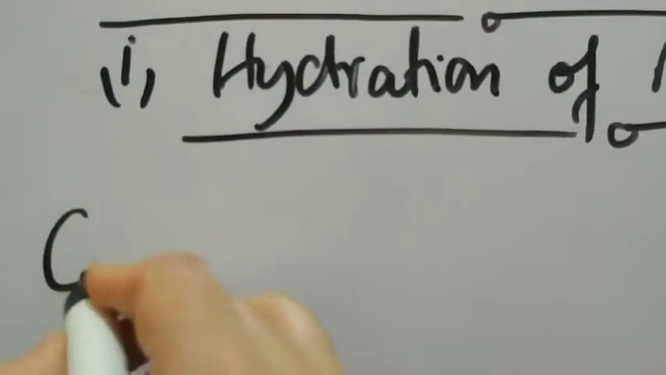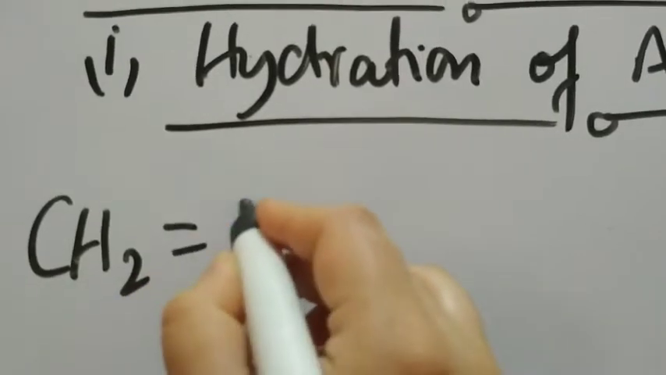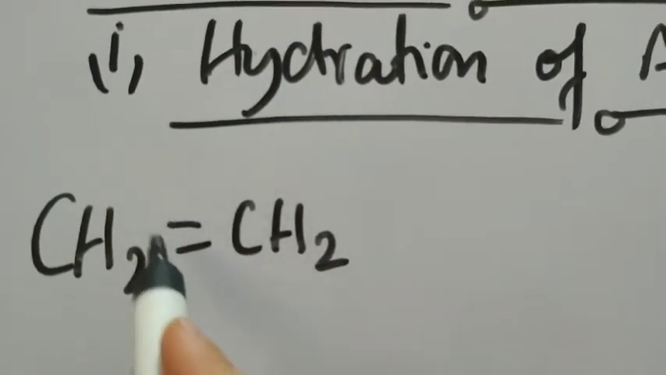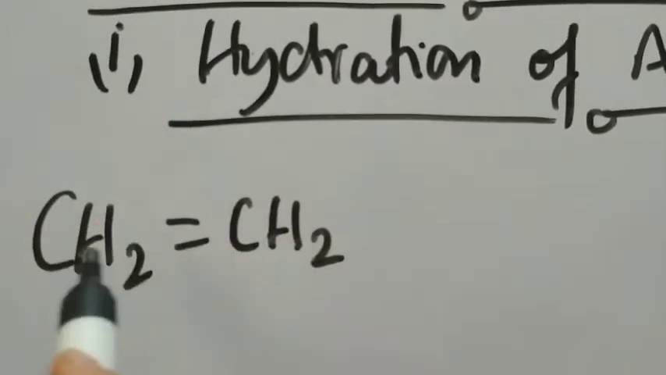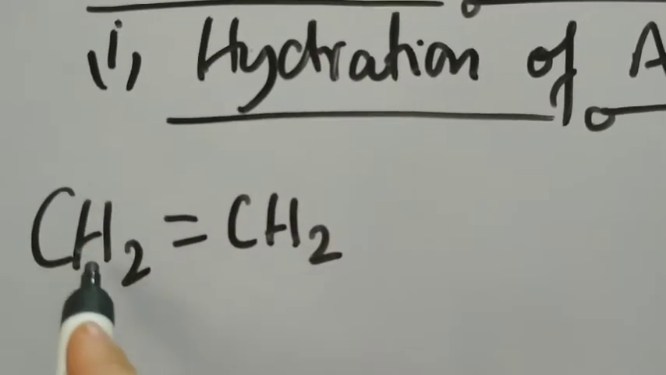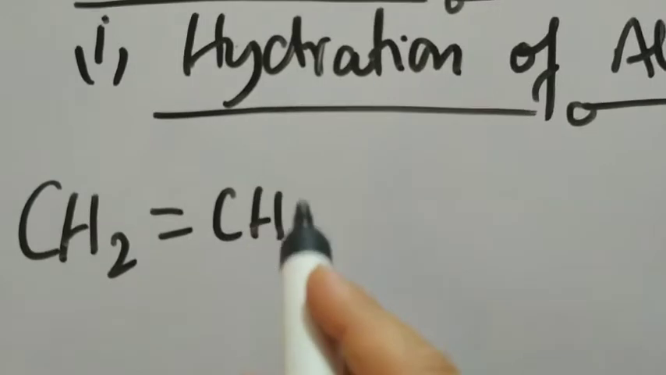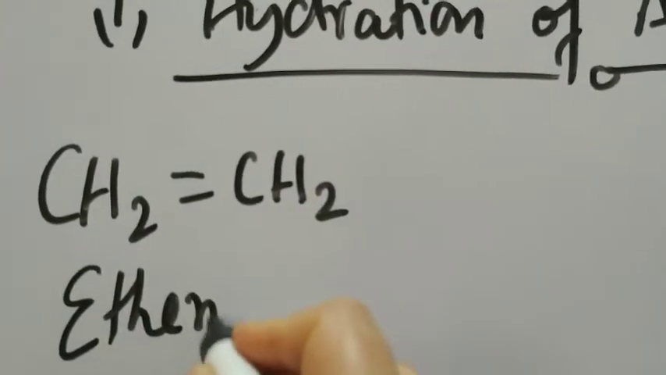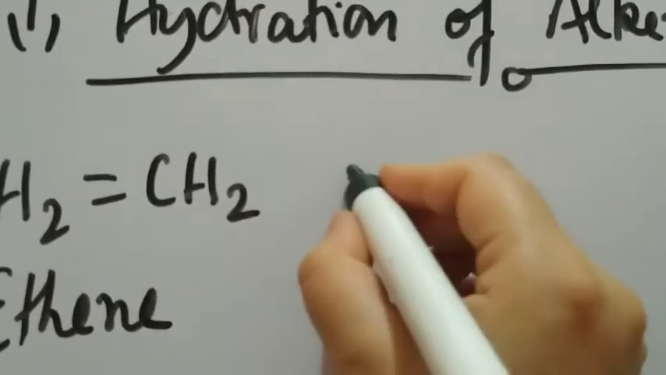So in our first example, we'll take a symmetrical alkene. What is a symmetrical alkene? One in which the environment around the double bond is the same. This carbon atom is linked to two hydrogen atoms, and this carbon atom is linked to two hydrogen atoms. It is the simplest symmetrical alkene, which is a molecule of ethene.